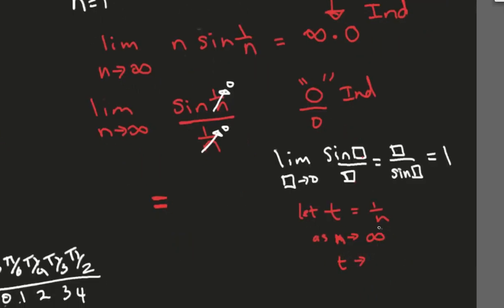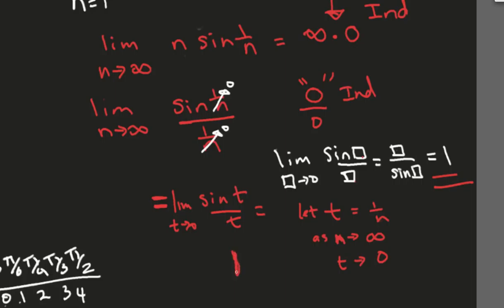As n approaches infinity right here, what happens to t? 0, right? So then you could substitute everywhere you see 1 over n to get this new limit of t approaching 0 of sine t over t, and now you literally have that identity. And that will equal 1. Do you see that?